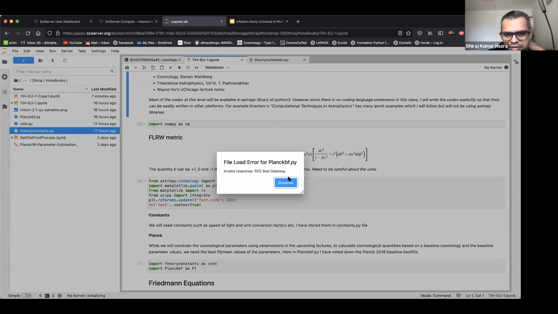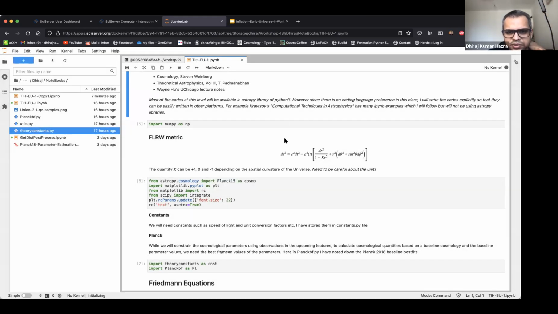That is why... bad gateway. Okay. What is bad gateway?